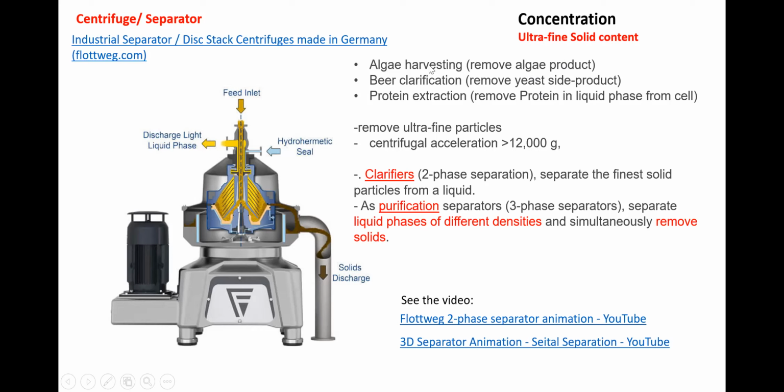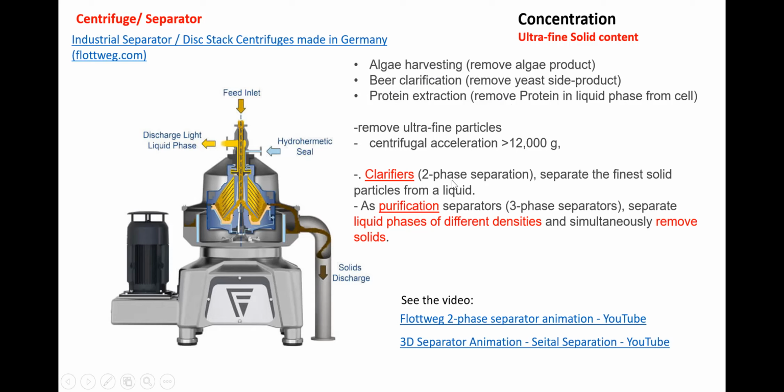It can be used to harvest algae, mainly to remove algae from pond water, for example. For beer fermentation, we call it beer clarification. We can use it to remove yeast as a side product from the beer, which is the liquid phase, the product for sale. Then also protein extraction. If we want to remove the protein in the liquid phase from the cell, we can also use centrifugation. Mainly there are two types.